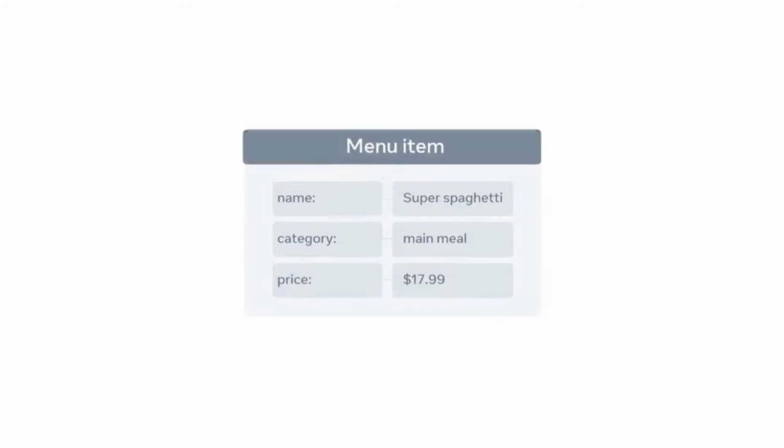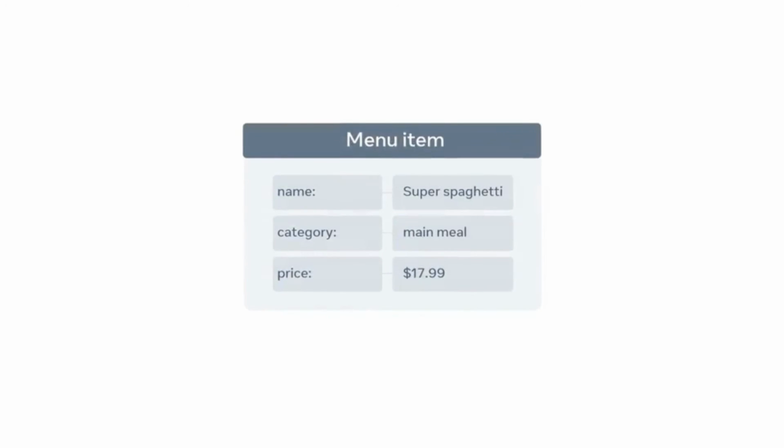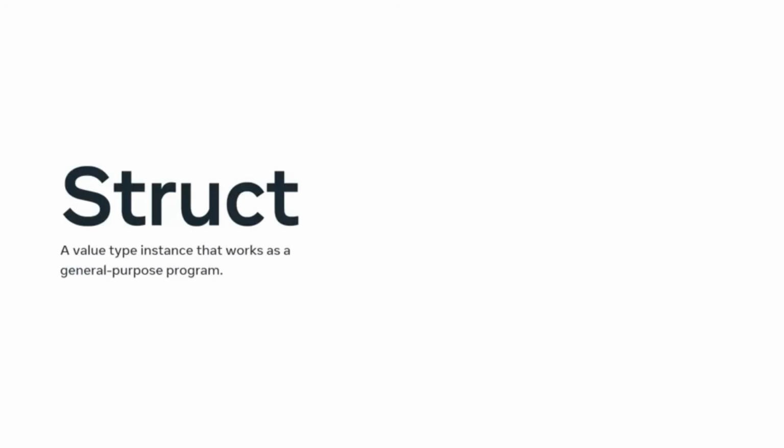Suppose you are creating a repository for all the different dishes on Little Lemon's menu. Instead of having a piece of code here and a piece of code there, you can use a structure to package the related code. A structure, commonly referred to as a struct, is a value type instance that works as a general purpose program block for your code.